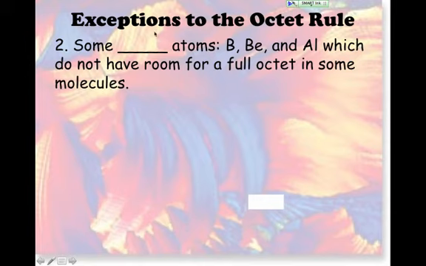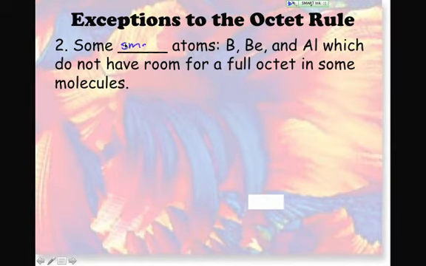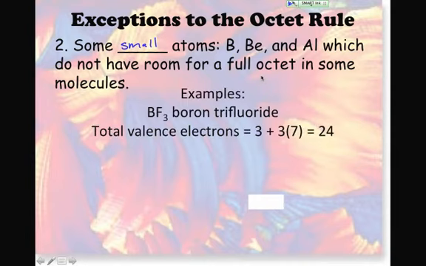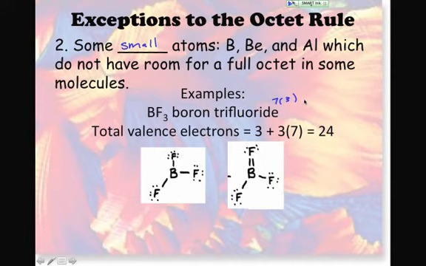Another exception to the octet rule is when you have a very small atom. Atoms like boron, beryllium, and aluminum just sometimes don't have room for a full octet, especially with something that's very, very electronegative. For instance, boron trifluoride. Fluorine has 7 valence electrons, and when there's 3 of them, that's just a lot of electrons crowded in one tiny little place. So here are 2 examples of structures we might sketch for boron trifluoride.